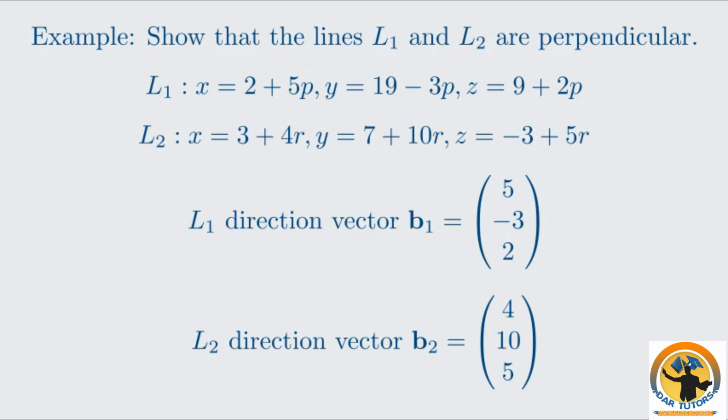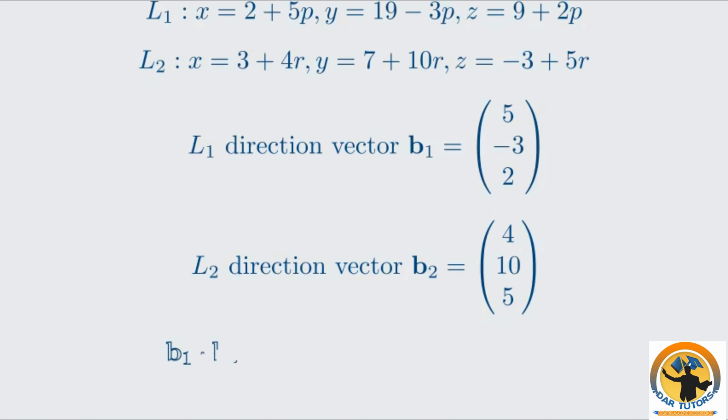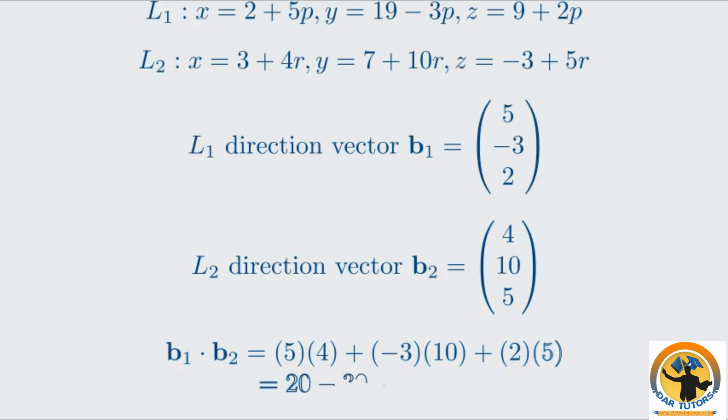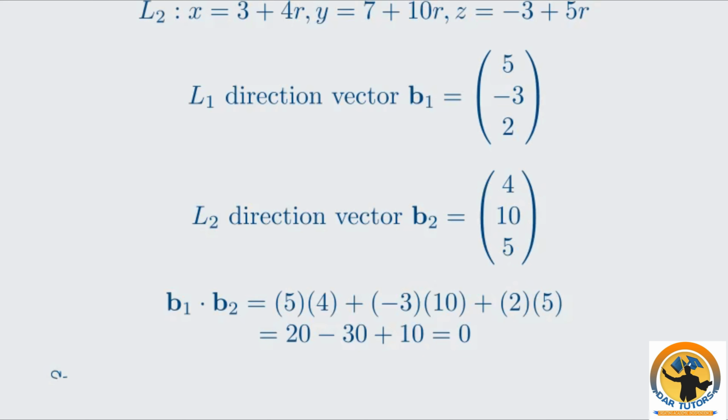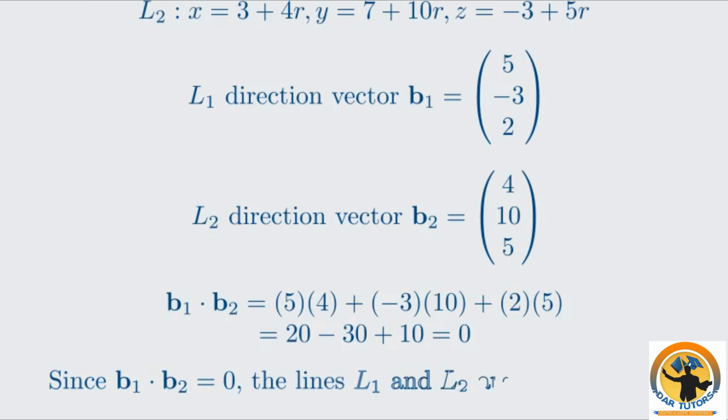Now we calculate their dot product. B1 dot B2 equals 5 times 4 plus -3 times 10 plus 2 times 5. This is 20 minus 30 plus 10, which equals 0. Since the dot product of their direction vectors is 0, the lines L1 and L2 are perpendicular. This confirms our objective.